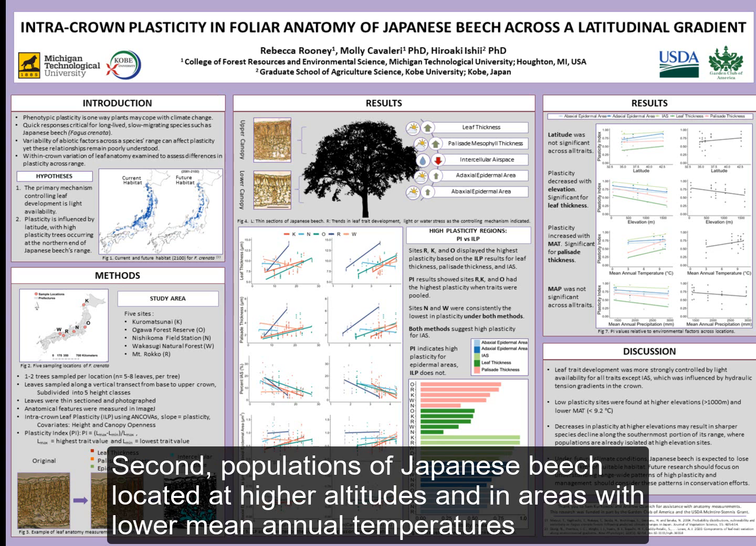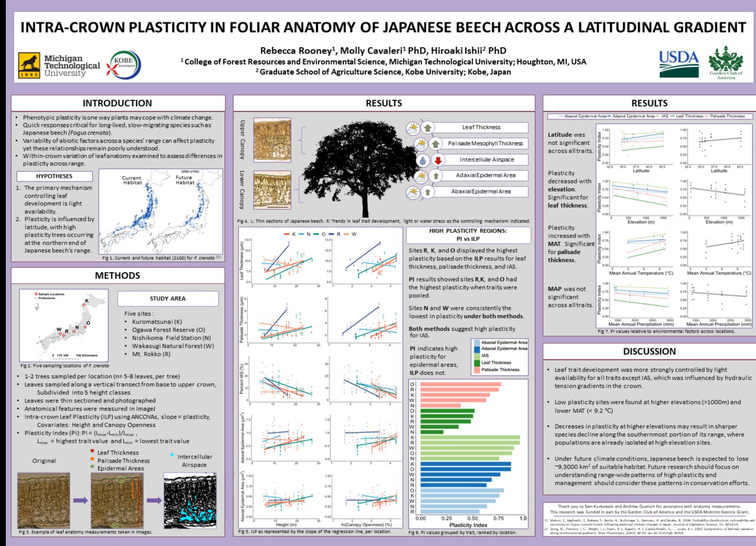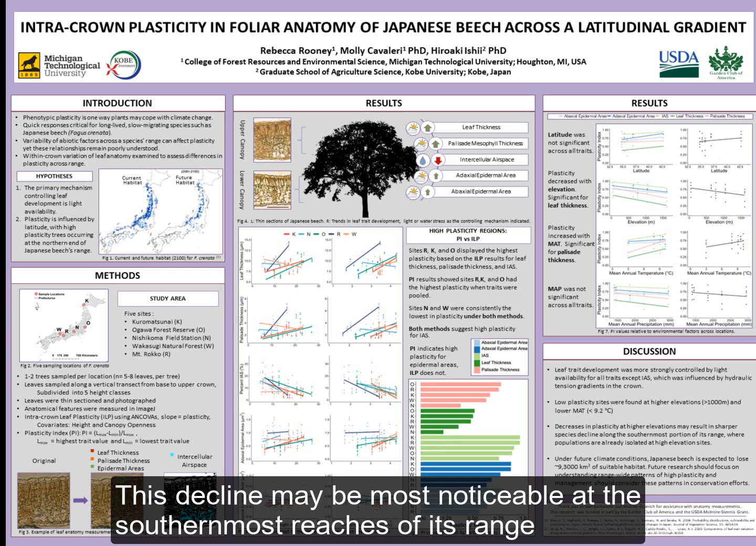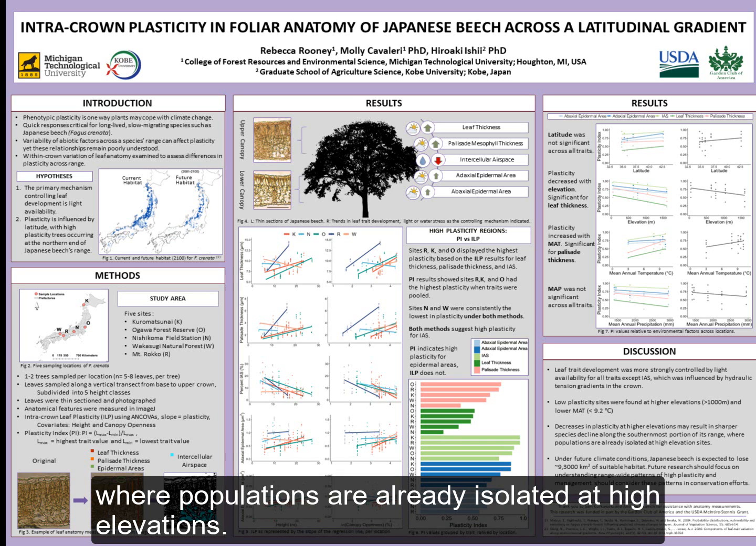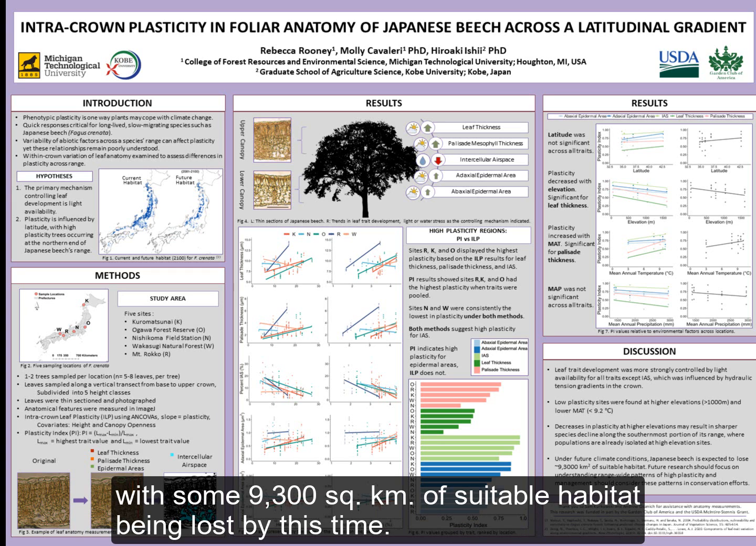Second, populations of Japanese beech located at higher altitudes and in areas with lower mean annual temperatures may be more vulnerable to climate change as they had the lowest plasticity. This decline may be most noticeable at the southernmost reaches of its range, where populations are already isolated at high elevations. There are already models predicting a large decline of Japanese beech by the year 2100, with some 9,300 square kilometers of suitable habitat being lost by this time.